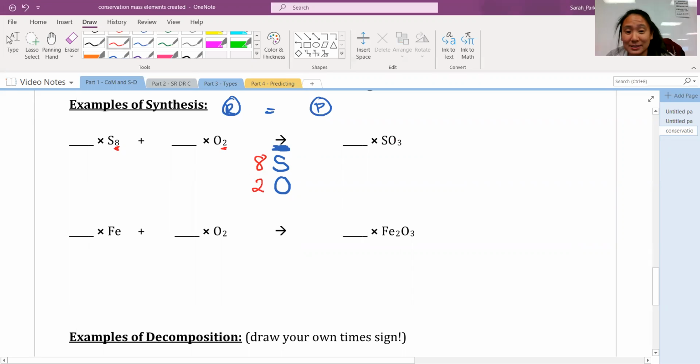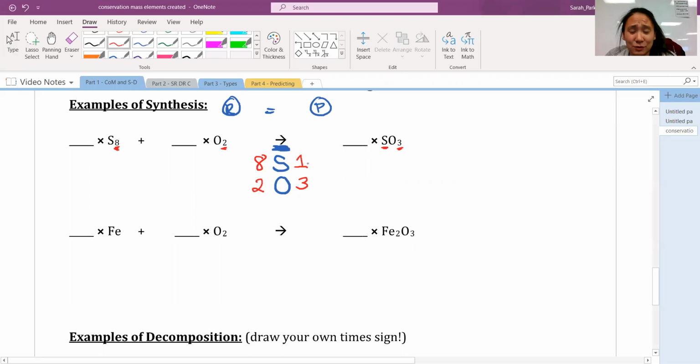Then I count the right-hand side. How many sulfurs do I have here? Well, there's no number, so that implies a 1. Then how many oxygens do I have here? 3. Then you ask yourself, is this conservation of mass? Do I have the same number of elements on both sides? The answer is no. So then you have to put coefficients to make them equal.